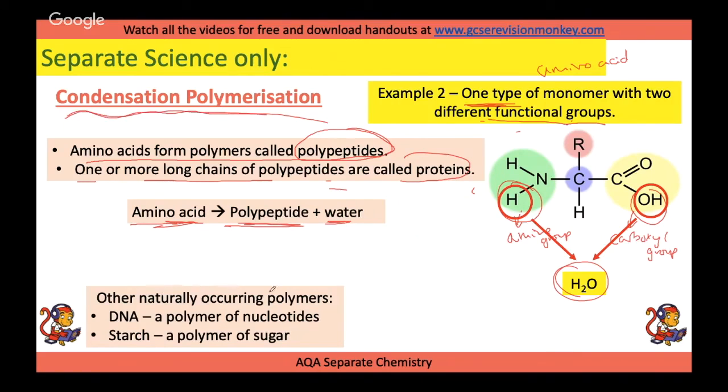And then other naturally occurring polymers that you need to be aware of. DNA, if you're doing biology, you would have gone through DNA recently. That's a polymer of nucleotides. And starch is a polymer of sugar. So a couple more examples there of naturally occurring polymers, but not made by a condensation polymerisation reaction.